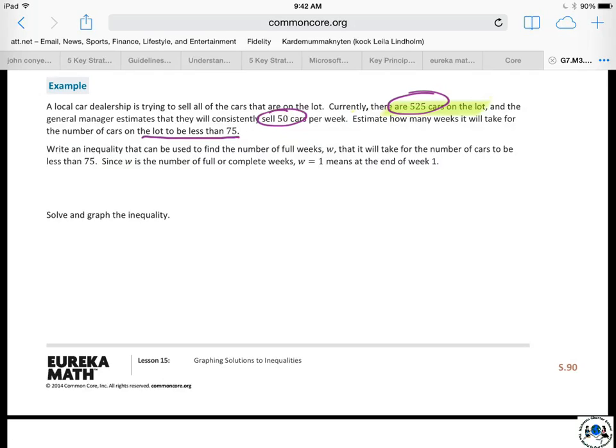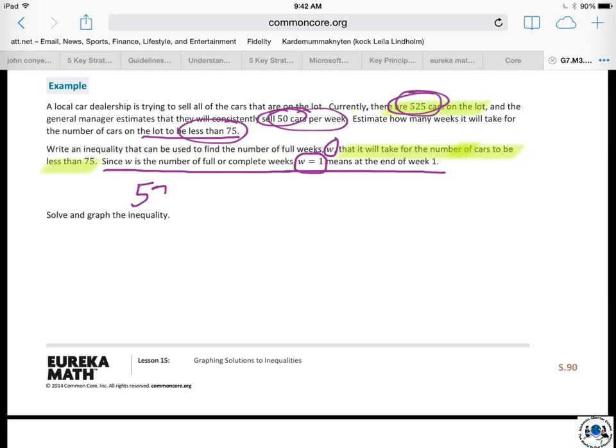Let me see. I'm going to put this on very slow and see how I illustrated this. That's really slow, isn't it? So we are going to write an inequality that can be used to find the number of full weeks, which is the W, that it will take for the number of cars to be less than 75. Now, this W stands for a full or complete week. So W equals 1 means that at the end of the week, week 1, that's what our solution is going to be. And here's what I've written here.